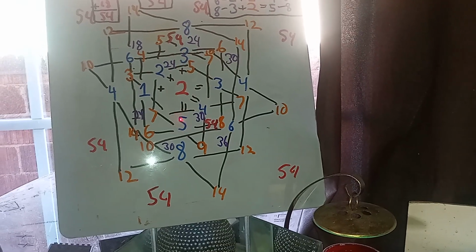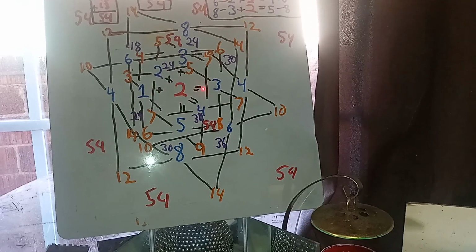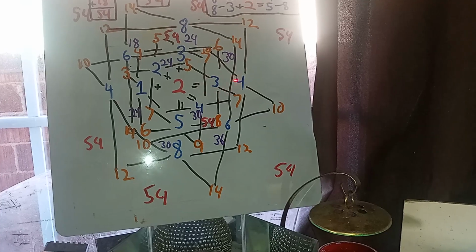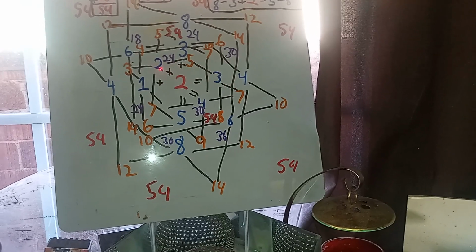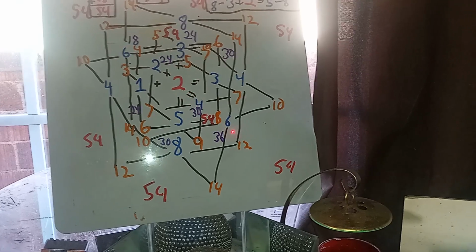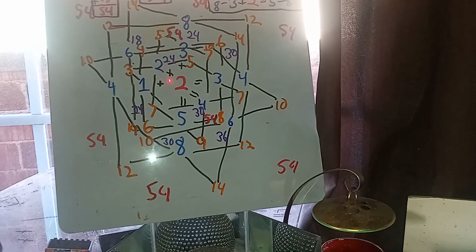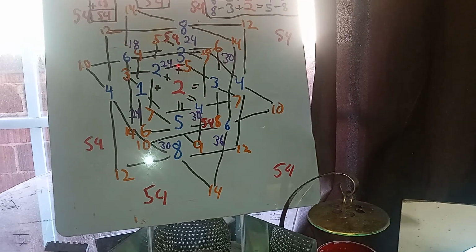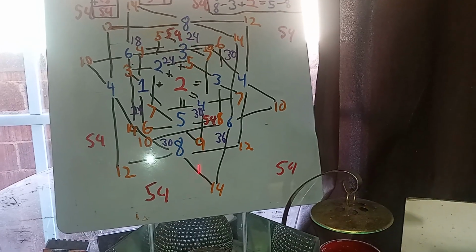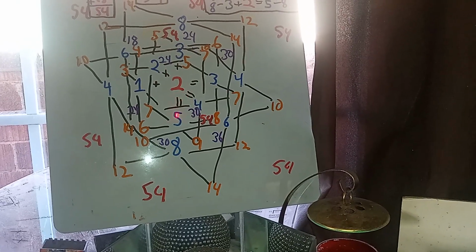These equations are still wrapped up in the commutative property, because you have 4 on both sides of this 1 plus 3. You have 6 on both sides of this 2 plus 2 equals 4. You have 8 on both sides of this 3 plus 2 equals 5.